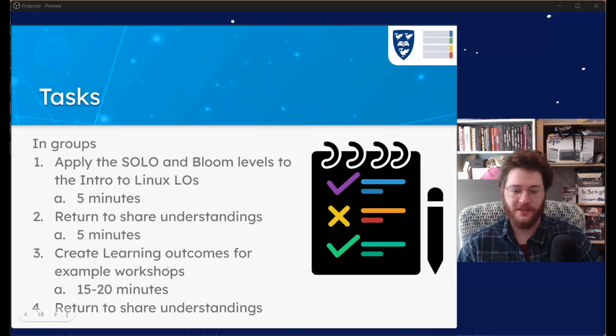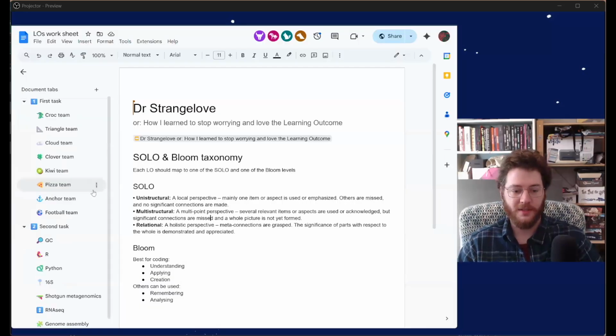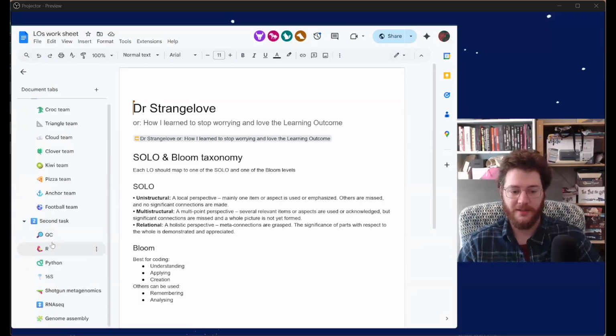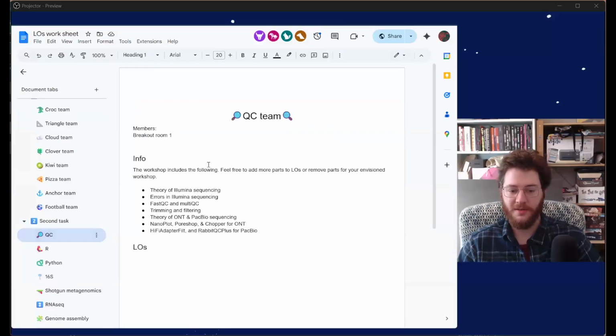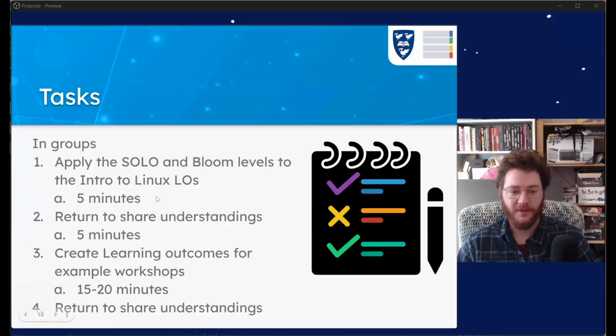Then we'll be creating. So I've got some other workshops. So I've got QC, R, Python. We'll divide into teams. You'll pick a workshop. So let's say QC, and you will make learning outcomes for this. This gives you a bit of an idea. So sorry if you don't know too much about bioinformatics. Hopefully, we'll get some people who know well enough, and I can help, or you can Google, and then you'll try and make some learning outcomes based on the SOLO and Bloom taxonomy. But that's for later. For now, we'll do applying the SOLO and Bloom levels to the intro to Linux learning outcomes. So does anybody have any questions?